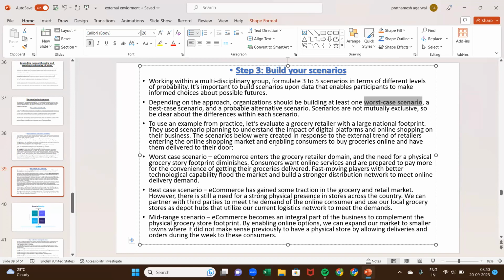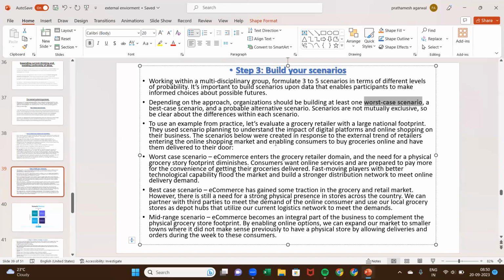Now, who are the fast moving players? Big Basket. I hope everybody knows Big Basket. Big Basket came up with Big Basket Daily also. Big Basket Daily delivers milk daily to the consumer's doorstep. Fast moving players with better technological capability flood the market and build a strong distribution network to meet online delivery demands. Now, this was the worst case scenario.